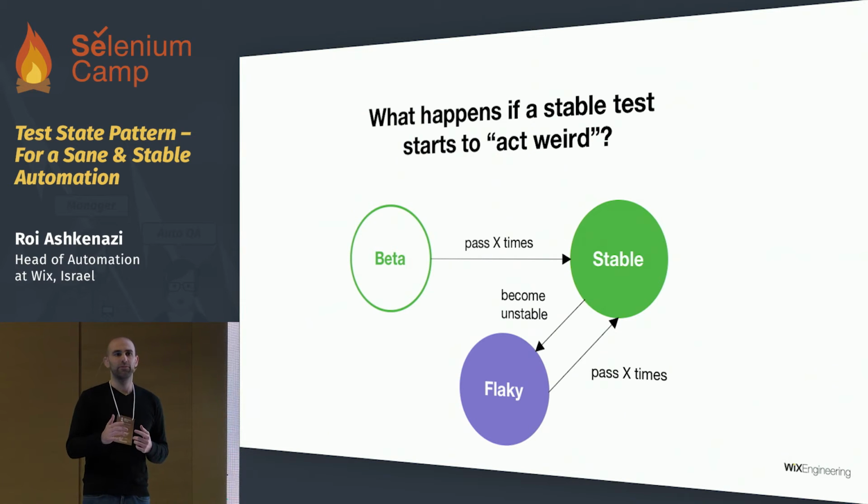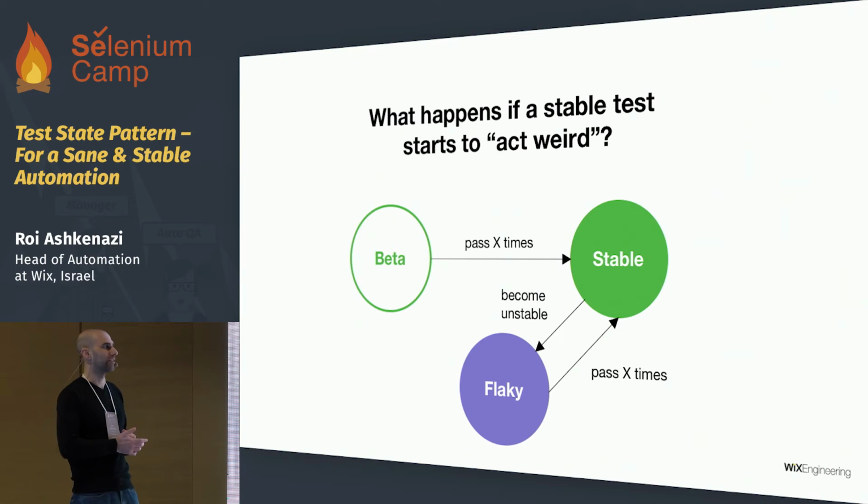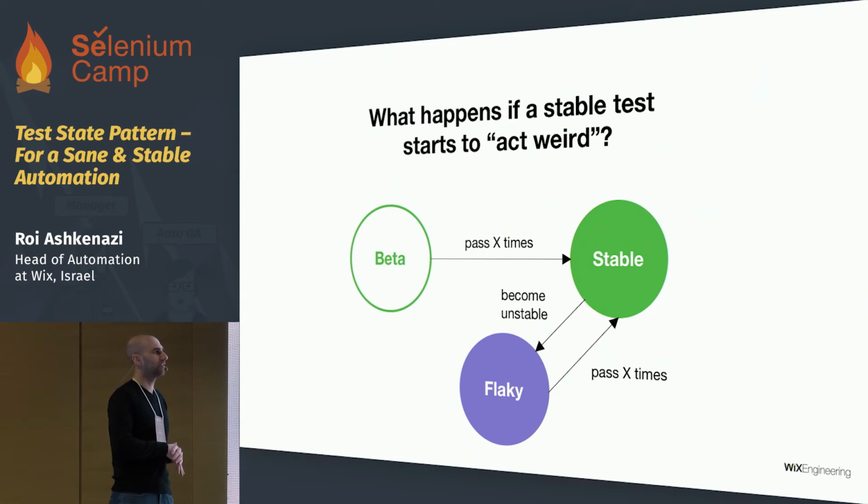And weird, it's not just fail for a lot of time, because this is actually probably a bug which we need to fix. Unstable or acting weird is pass, fail, or what we define as flaky. And this is another state that the test can go through in its lifetime.